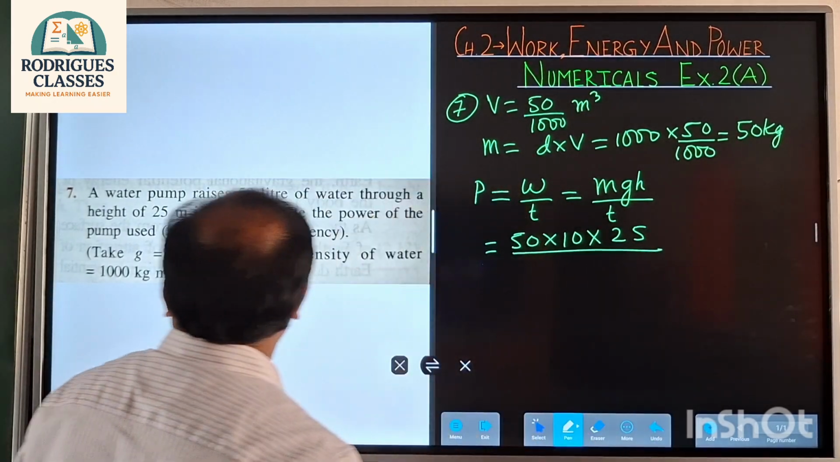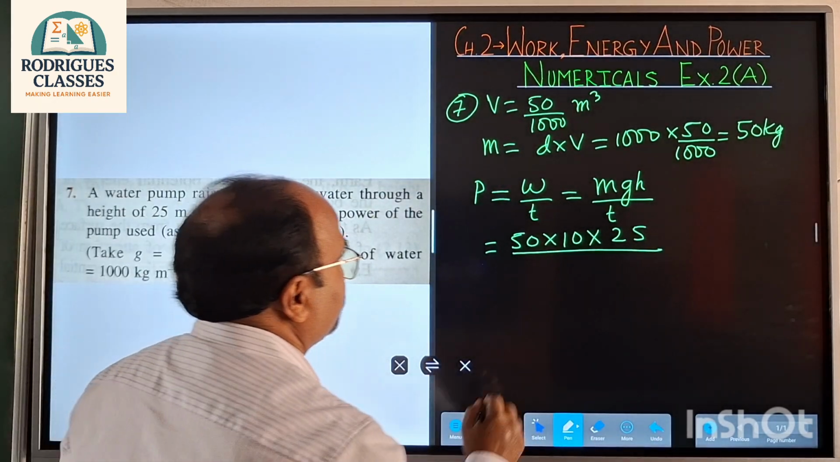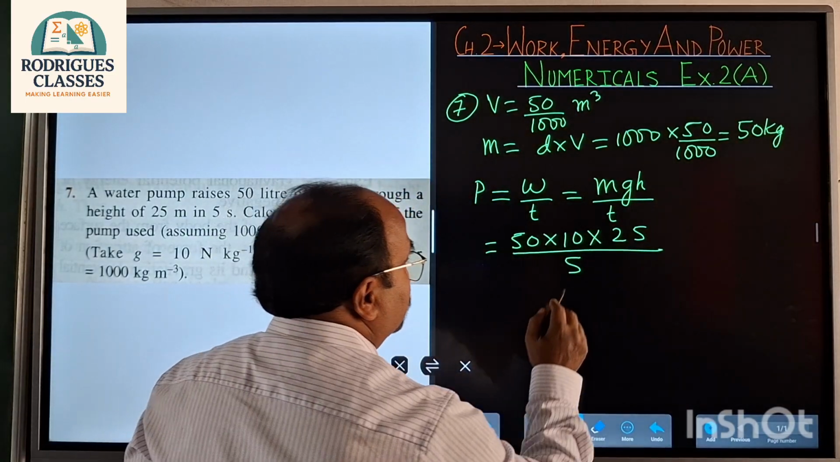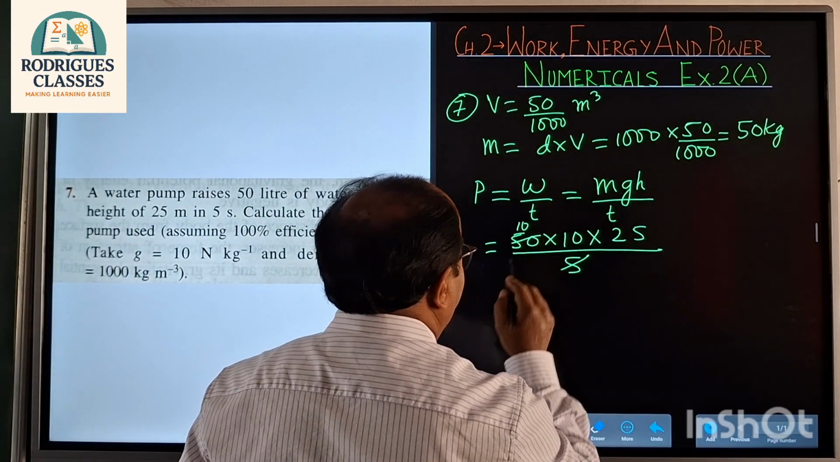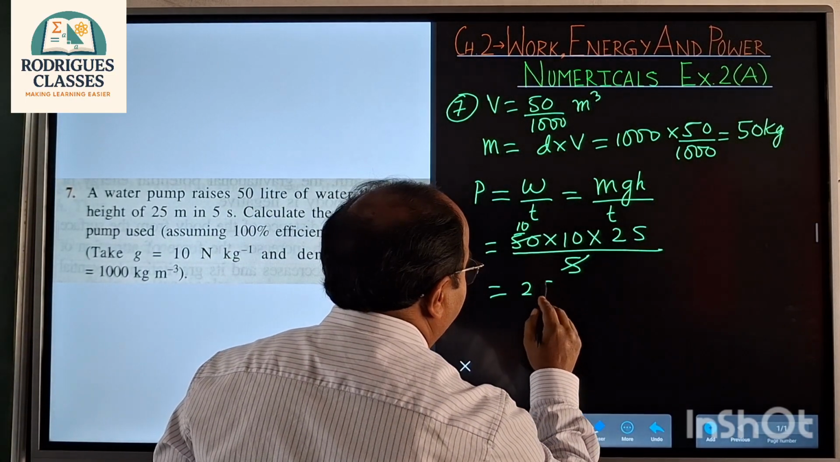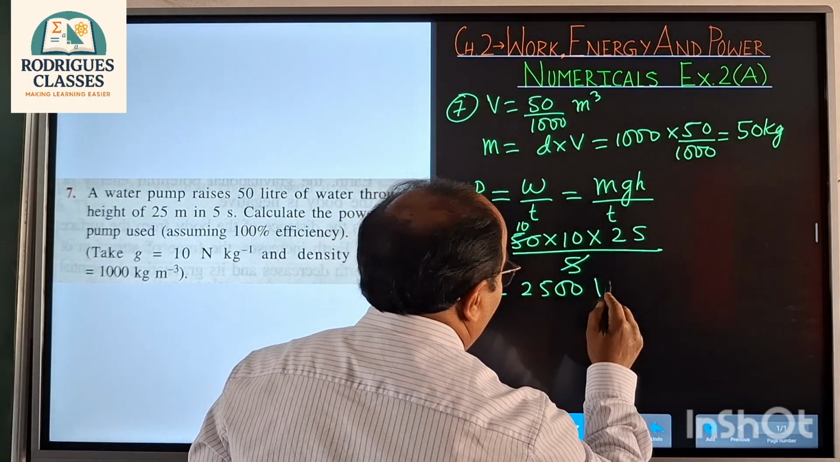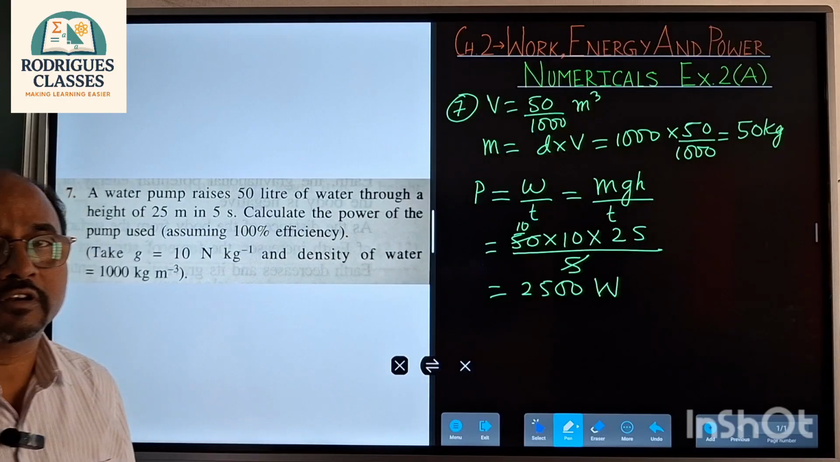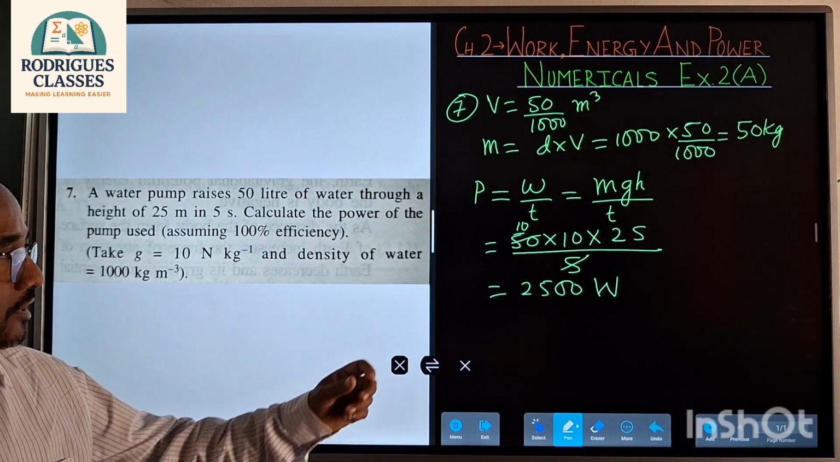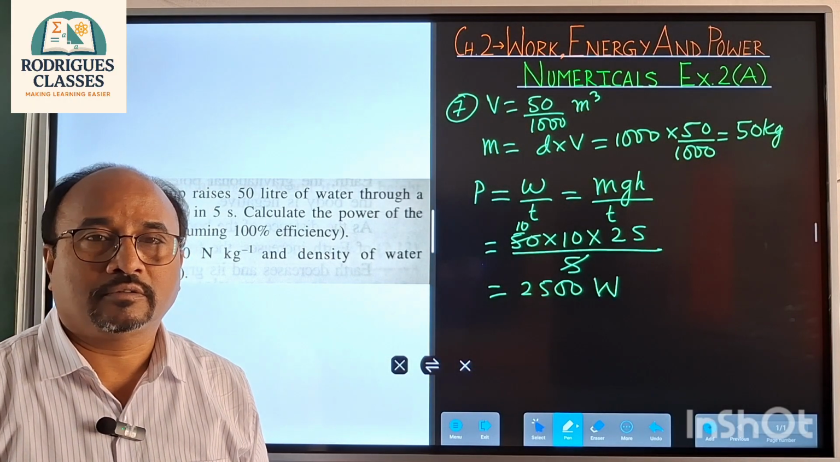Okay, and then we have to divide by the time, which is 5. So 5 cancels with 10 times, so we get 2, 5, and then 10 into 10, so 100, 2 zeros. So this much is the power of the pump. Hope the sum is understood.